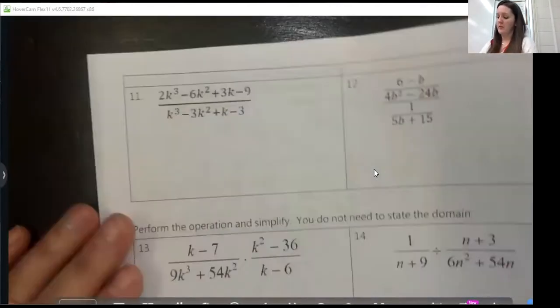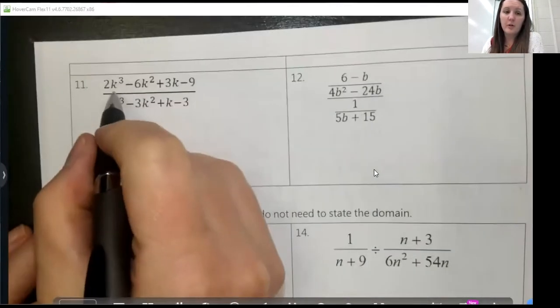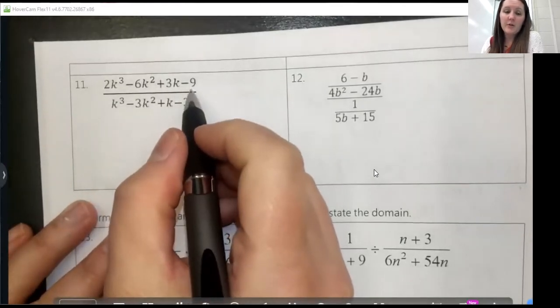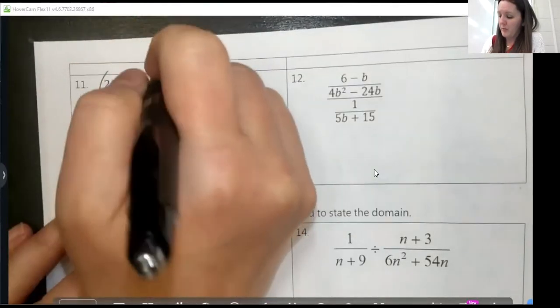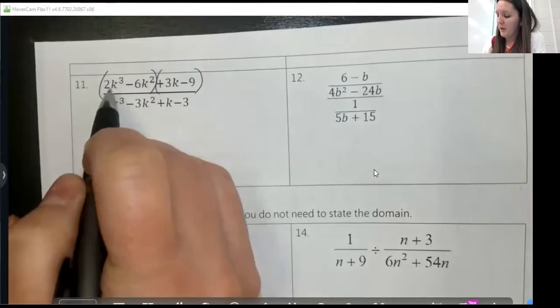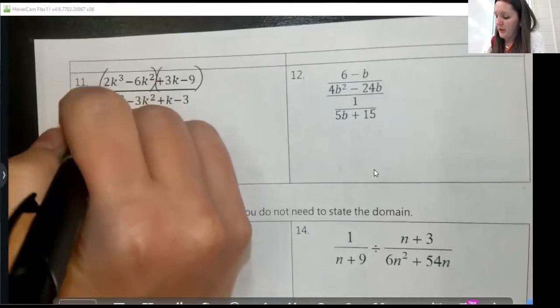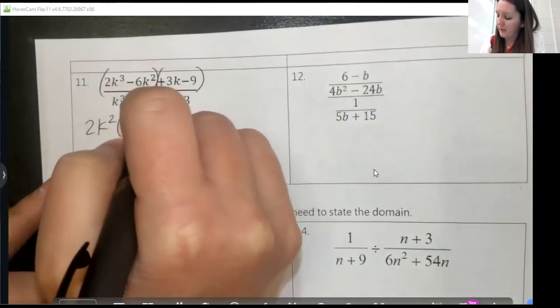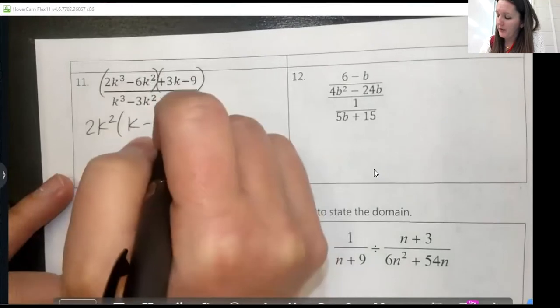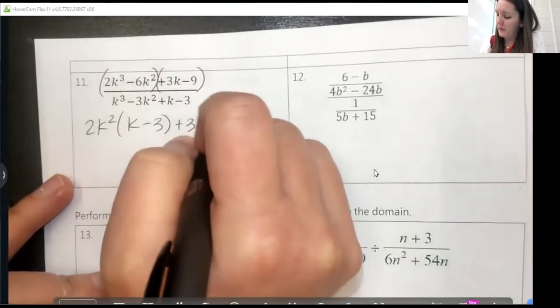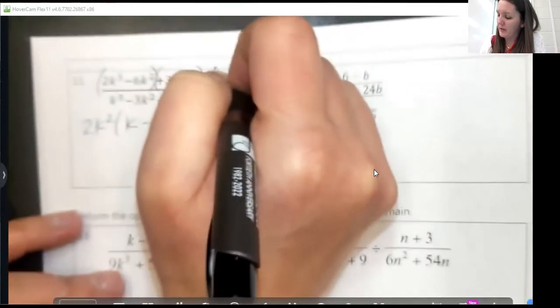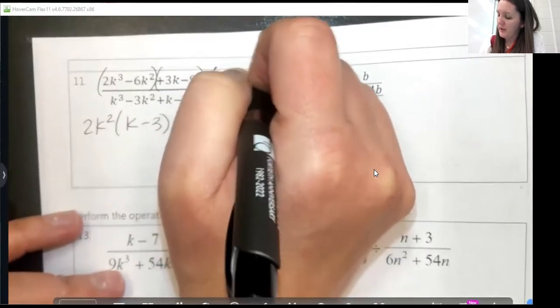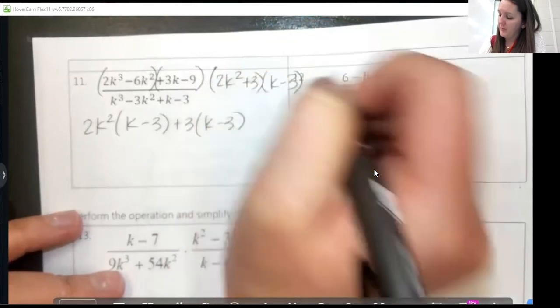We're still simplifying. So this one has 4 terms. In order to factor something with 4 terms, I'm going to do factor by grouping. Let's see what we can pull out of here. I can pull out a 2 and a k squared. So I have a k minus 3. I can pull out a 3. So we have a k minus 3. They match. So factor by grouping is 2k squared plus 3, and then a k minus 3.